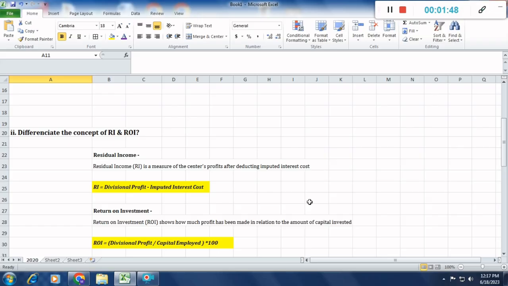What is return on investment? ROI. Return on investment shows how much profit has been made in relation to the amount of capital invested. It is a performance measure used to evaluate the efficiency or profitability of an investment or compare the efficiency of a number of different investments. It directly measures the return on a particular investment relative to the investment's cost. So we can calculate the return on investment: divisional profit divided by capital employed, times 100.